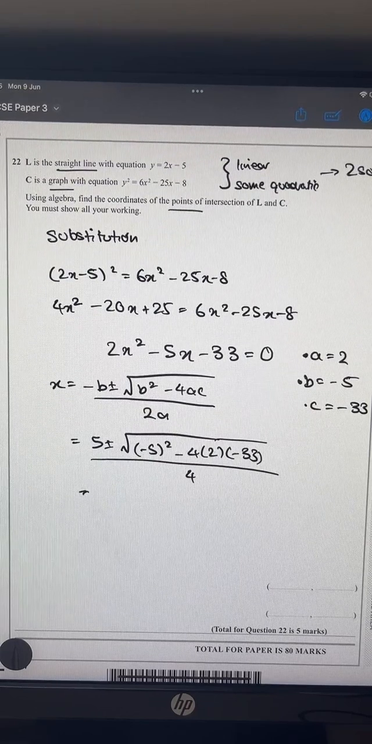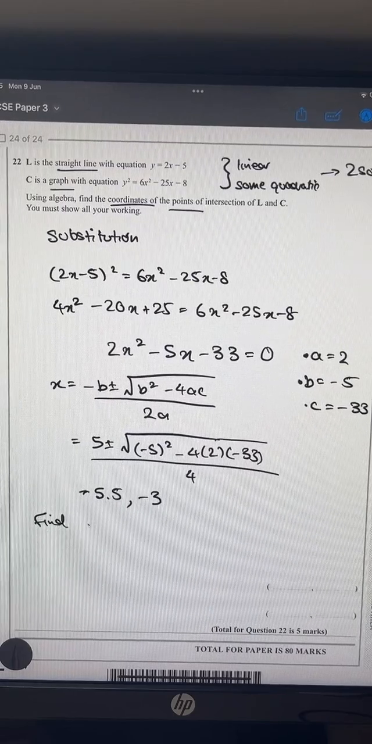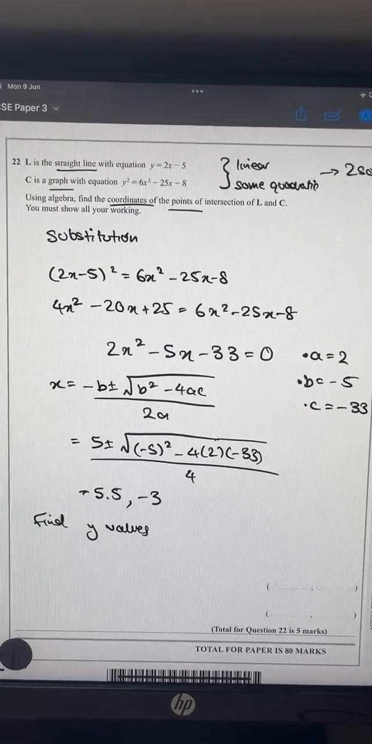And if I put that into my calculator, I did this before, so I'm just going to say what the answers are. You get x is going to be equal to 5.5 and minus 3. That's not it yet. Remember, they want the coordinates. So I need to find x and their matching y's. So find y values. So I know that at x equals 5.5, y is going to be equal to what?